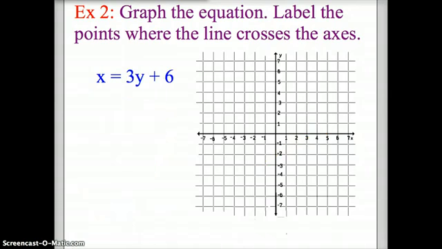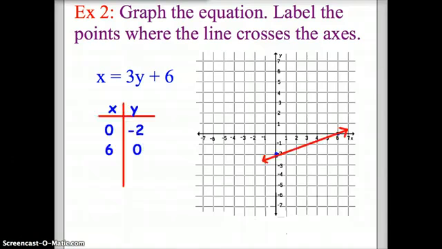Your turn. Find the x and y intercept and graph the equation. Pause your video at this time. Did your table and your graph look like this? If it did, draw a curly-haired Mrs. Peters smiley face. If it didn't, go back to the last example and try again.